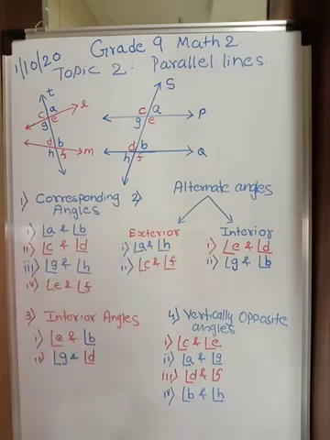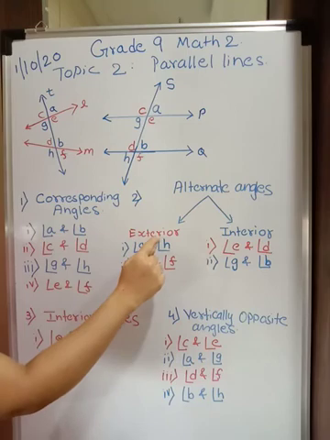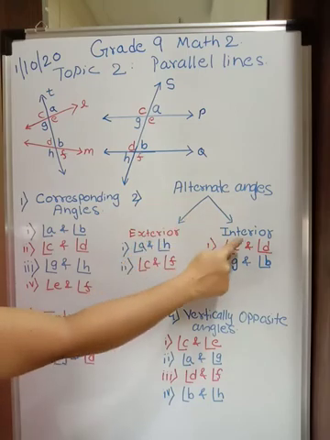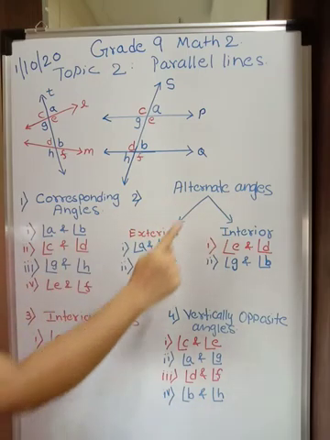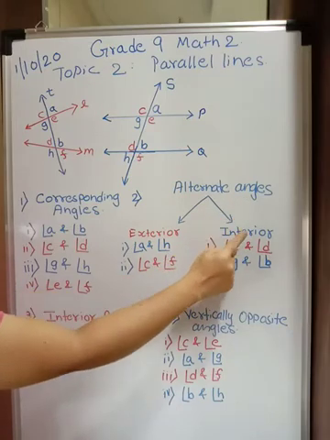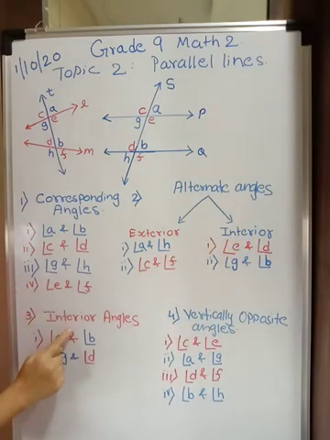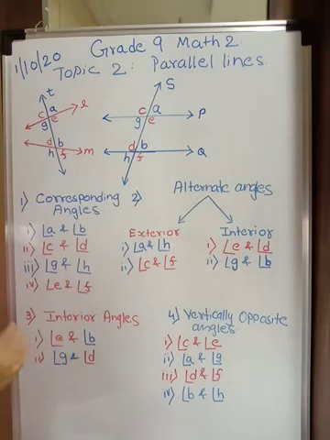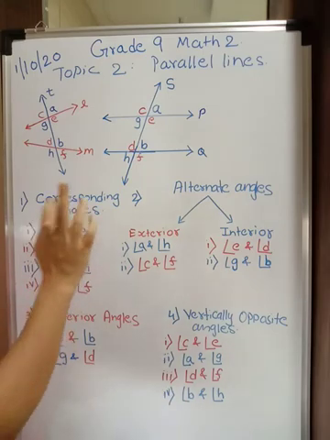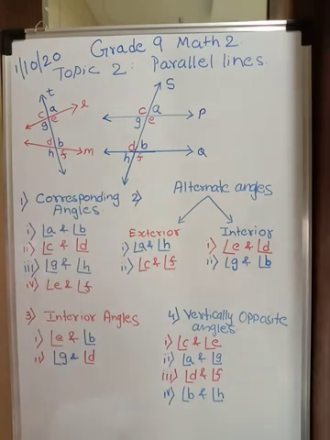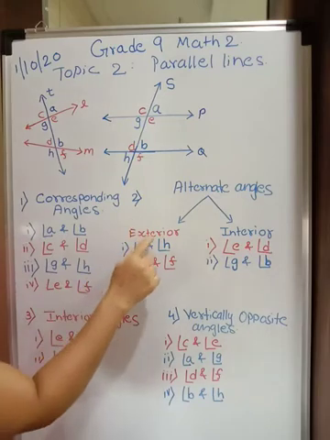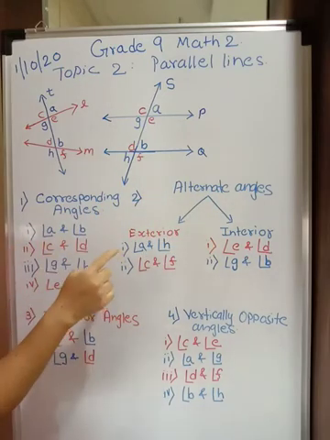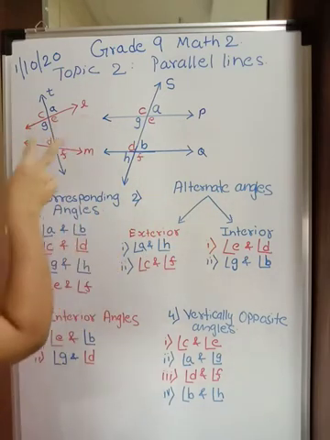Then you have alternate angles. Alternate angles are of two types. You have alternate exterior angles and alternate interior angles. Mind well, alternate interior angles are different from interior angles. This interior comes under alternate, it is a type of alternate angles, and interior angles are a separate category. Let us first see what we mean by alternate exterior angles. In both the cases it is applicable.